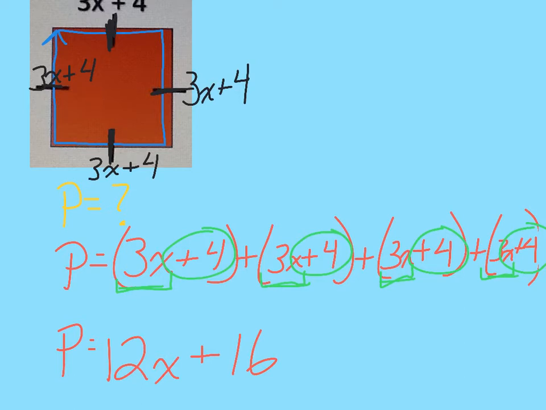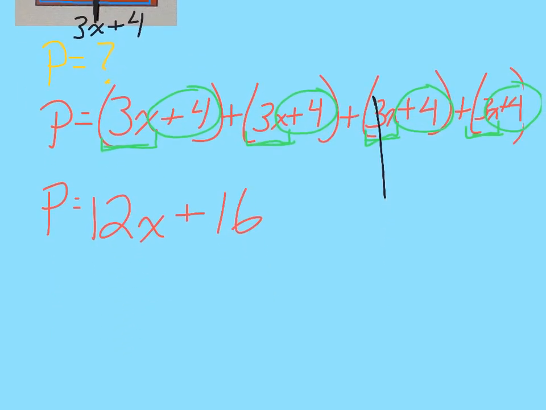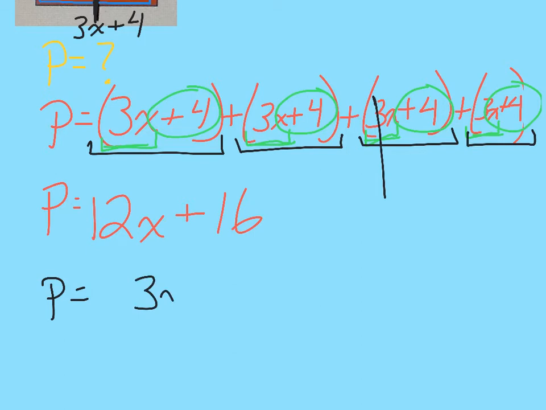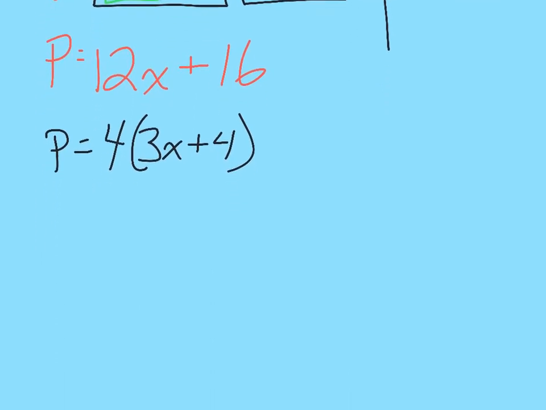Now there is a quicker way. Some of you may have picked up on this based on some work that we have done before. If we look at these terms, we have 3x plus 4, 3x plus 4, 3x plus 4, 3x plus 4. I have that 4 times. So I could have thought of this perimeter as 3x plus 4, 4 times. And we could have treated this like multiplication. Let's slide this up. Let's see if we get the same thing.